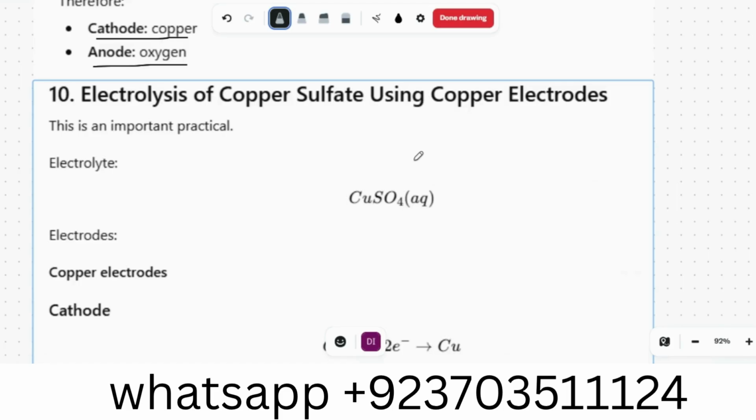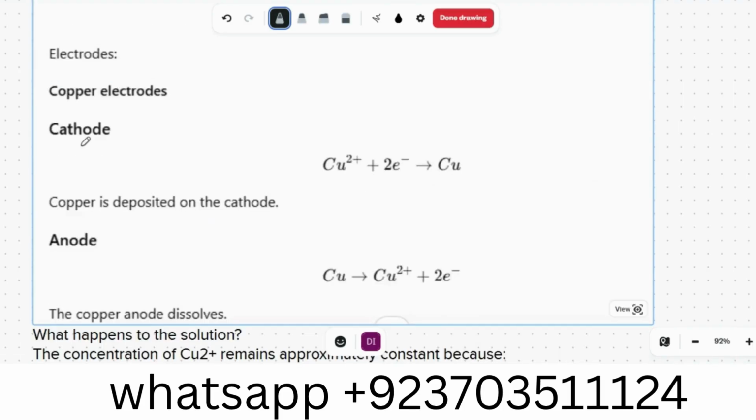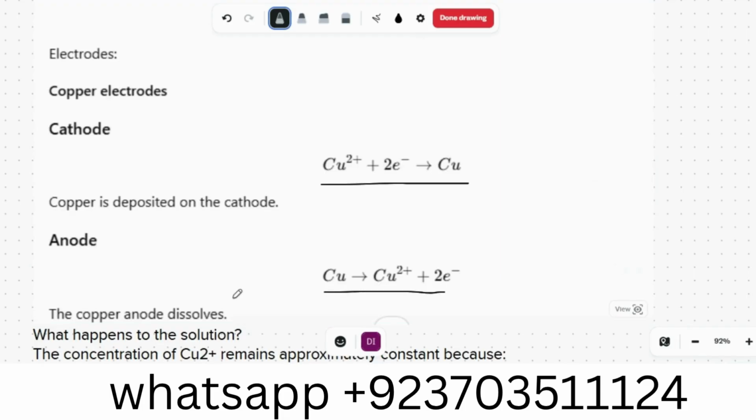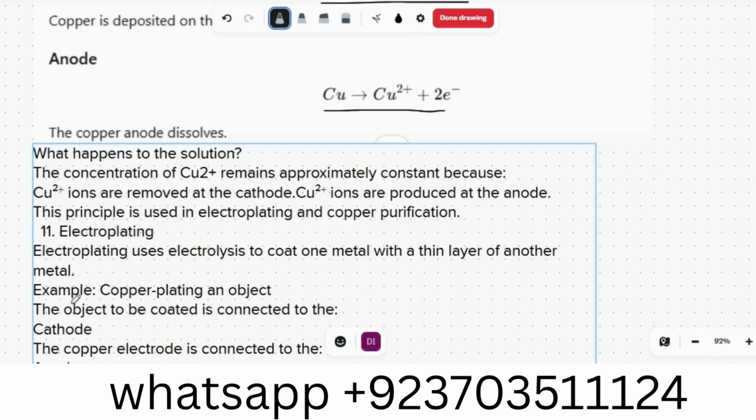Electrolysis of copper sulfate using copper electrodes. This is an important practical. The electrolyte is CuSO4. The electrodes are copper electrodes. At the cathode, copper will be deposited, gaining 2 electrons and becoming copper. At the anode, copper will be lost into the solution. It dissolves in the solution.